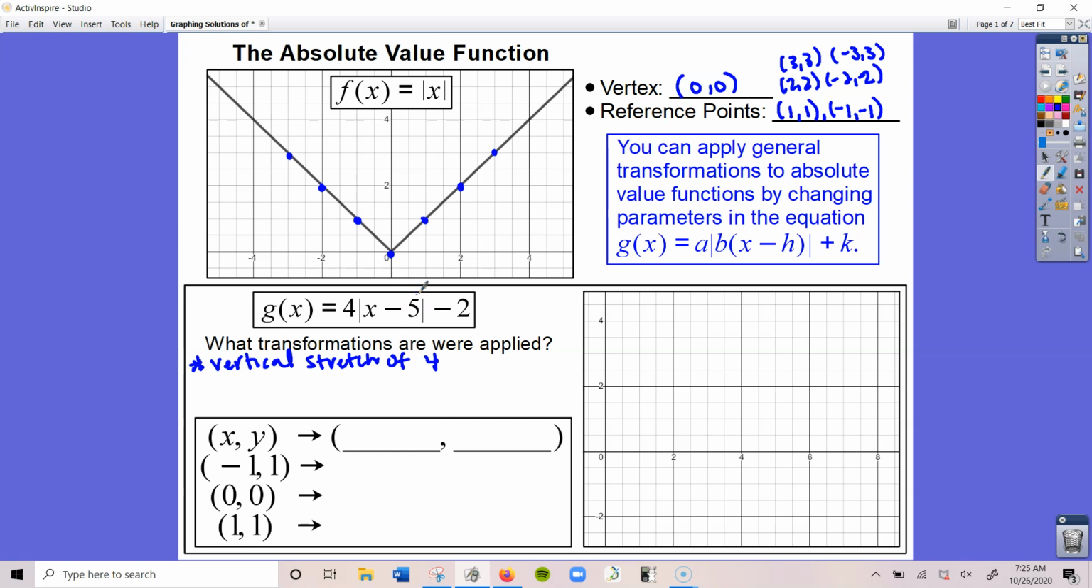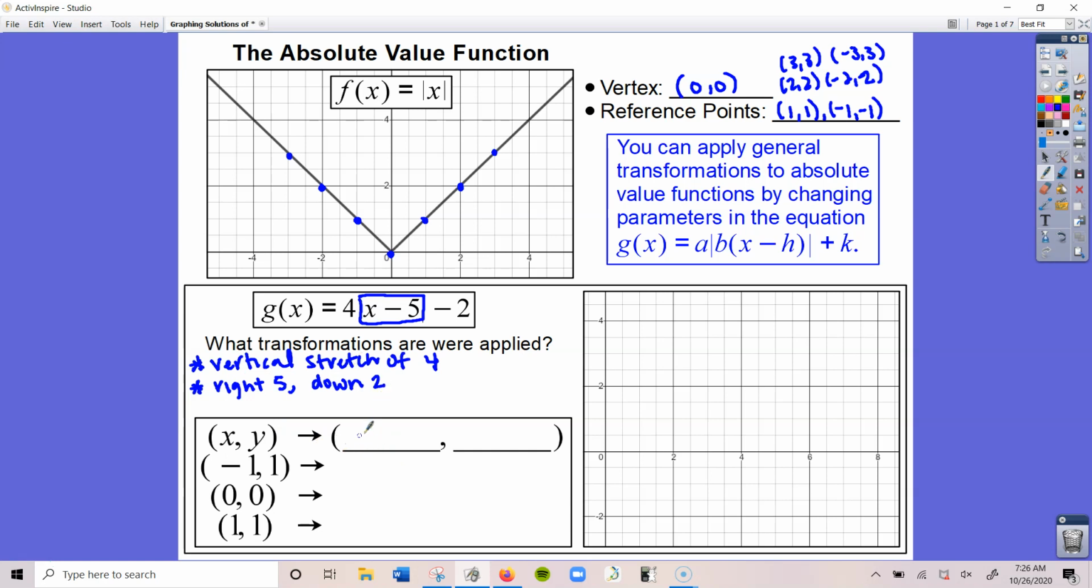Additionally, we have this negative 5 that is on the inside of my absolute value. Therefore, it went to the right 5. And finally, this negative 2 on the outside means that the absolute value function went down 2. Now we would write the rule. Remember that anything that is on the inside affects your x's, and we do the opposite. That's why it went to the right 5.